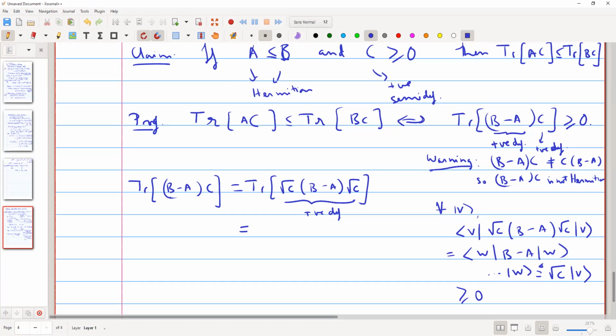So this is where the amazing thing happened. On the left hand side, the matrix is not even Hermitian. On the right hand side, the matrix has become positive semi-definite. So they are different matrices, but their trace is the same. This is the power of cyclicity of trace. And now that's it. This is greater than or equal to 0.